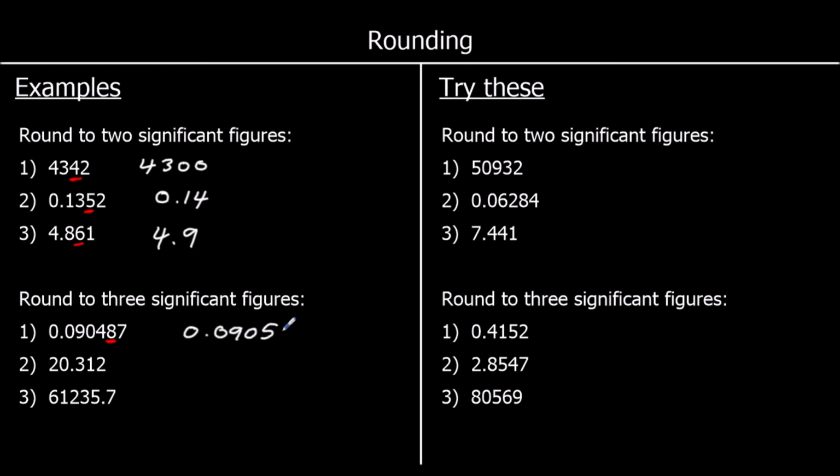And question 2, the first non-zero number is the first one, so that's the 2. The second one is the 0. The third one is the 3. So we look at the next one. Is it 5 or above? No, it's not. So leave it as it is, 20.3. And question 3, 1, 2, 3. The next number, is it 5 or above? It is not, so leave it as it is. So it's 61,200.